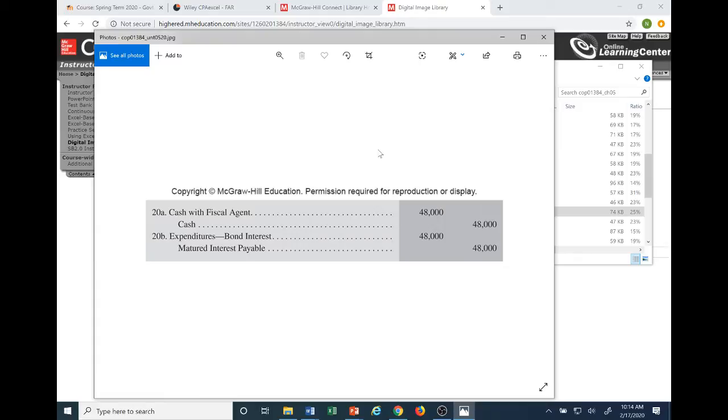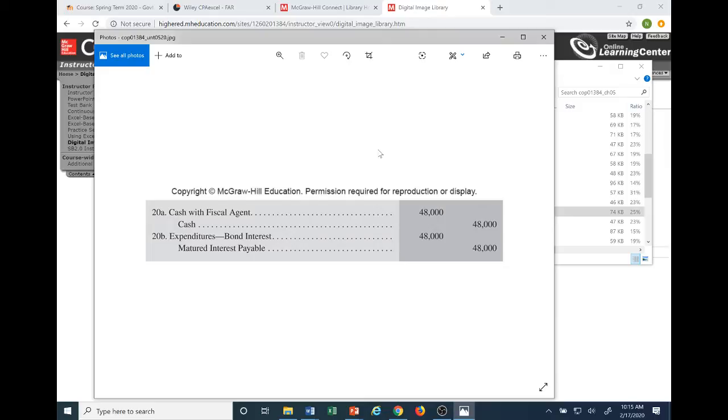So when a government uses a fiscal agent for this purpose, the government first records its payment to the agent as cash with fiscal agent and then records debt service expenditures for any interest or principal that is due, okay? So now let's assume that the village paid $48,000 to a local bank on June 30th to make the first interest payment, okay? So we know the interest payment was $48,000, right? Because it was the 1.2 million times 0.08 times 6 divided by 12. So there's that figure coming back for us here. So once again, the village paid the bank $48,000, right, for this payment for the bond.